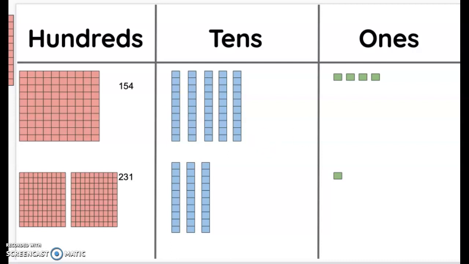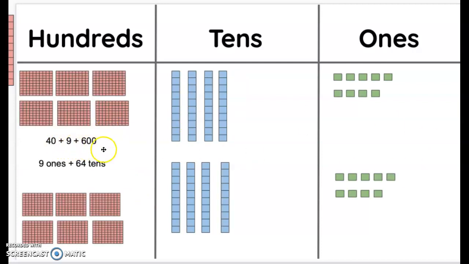For 154 or 231, 154 would be 1 flat and 231 would be 2 flats. So without even looking at these other numbers, since 2 is more than 1, we know 231 is more than 154.